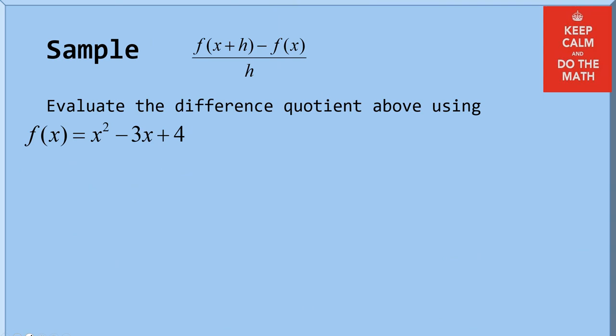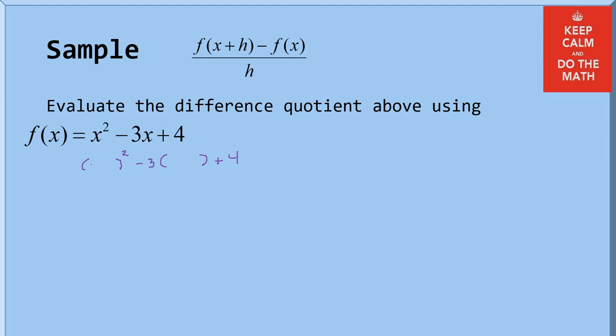Now let's take a look at the other difference quotient. f of x plus h minus f of x over h. We're going to use the same function. It's the same idea. I'm going to start with the f of x plus h. So the x plus h that is in the parenthesis next to the function f must go in everywhere I see an x in my function. So I have x squared minus 3x plus 4.